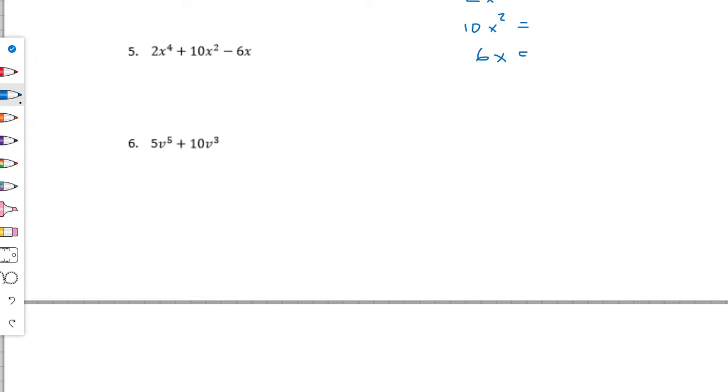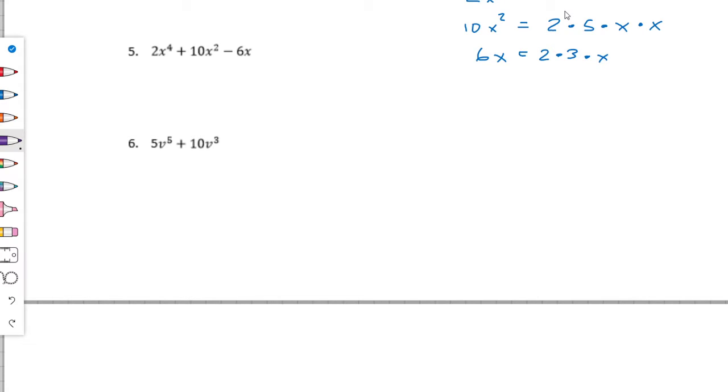So the factors of 2x to the fourth is going to be 2x, x, x, x. For 10, we have 2 times 5. Those are multiplication symbols, not decimals. So 2 times 5 times x times x. And then for 6, we have 2 times 3, and then it's just x, so times x. And then we're going to circle what is alike between all three terms.